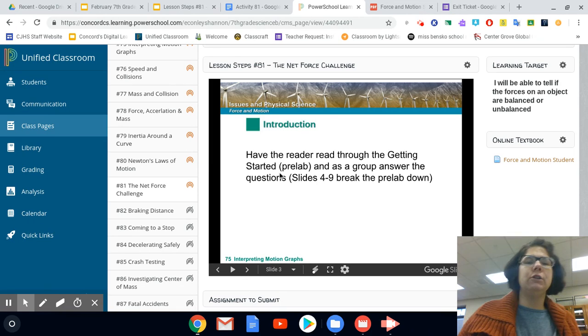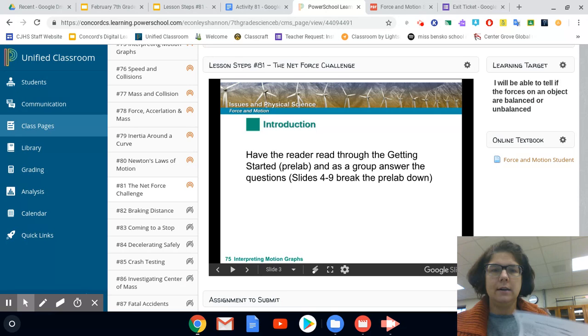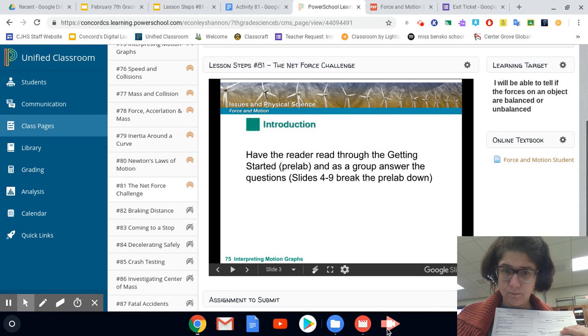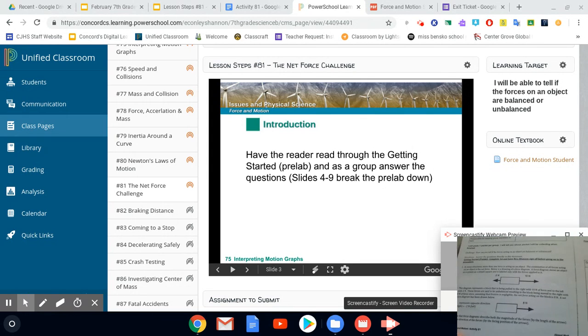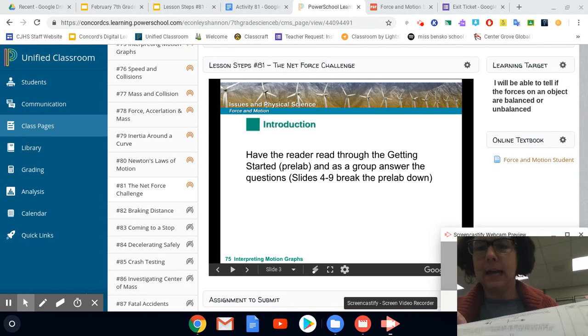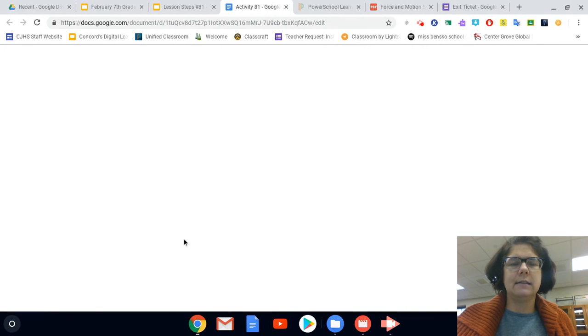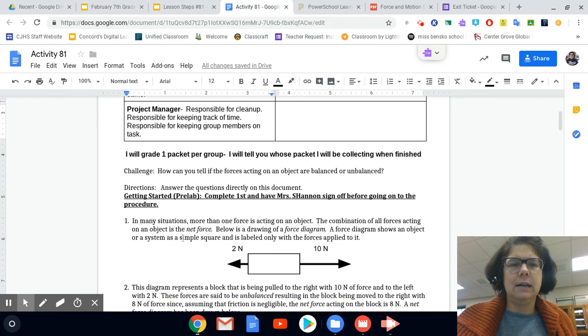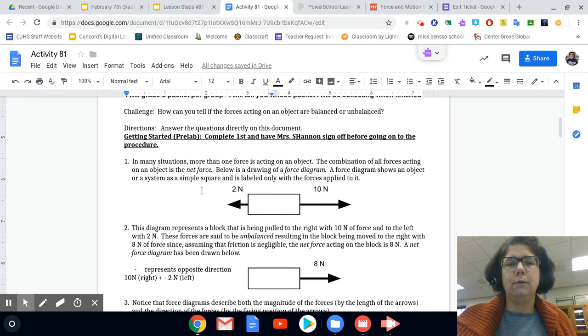Okay. After you are done there, have the reader read through the Getting Started pre-lab, and as a group, answer the questions. The Getting Started is on your paper. We'll see if I can show you. It's on the left side of your paper. It says Getting Started, okay? And in fact, I will show you. It says Getting Started Pre-Lab. So this is the part that you're going to do first.